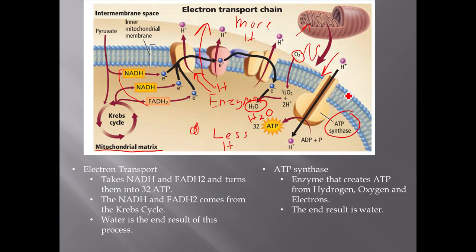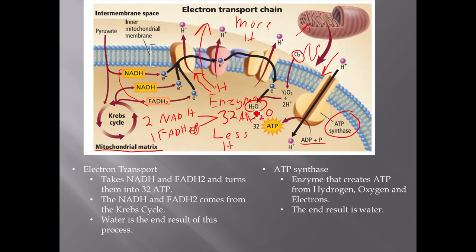The hydrogens basically act as a fuel source. They act as the petrol that runs ATP synthase. ATP synthase takes ADP, combines it with a phosphate molecule, and makes ATP. The end result of this is that you get two NADH molecules plus one FADH2.